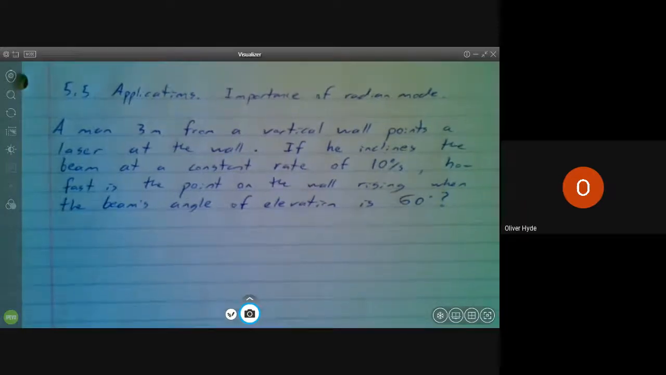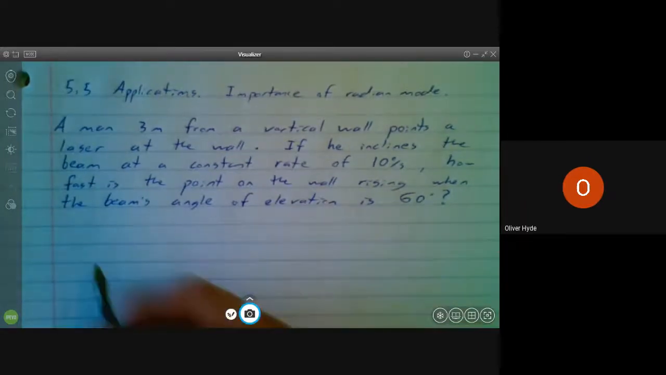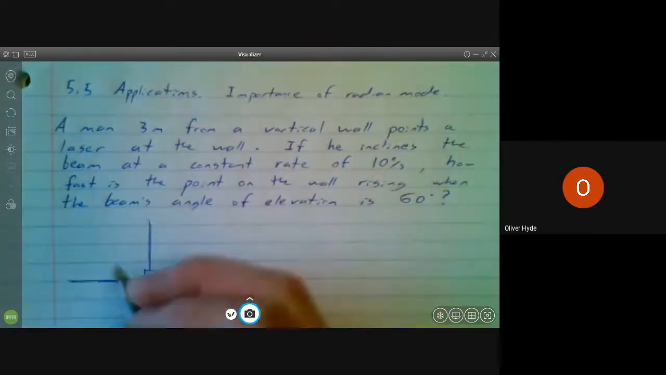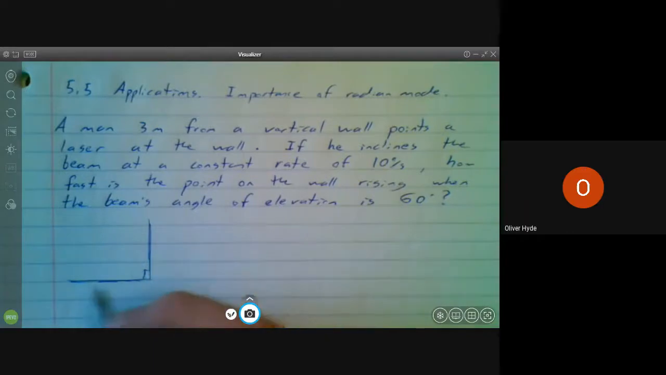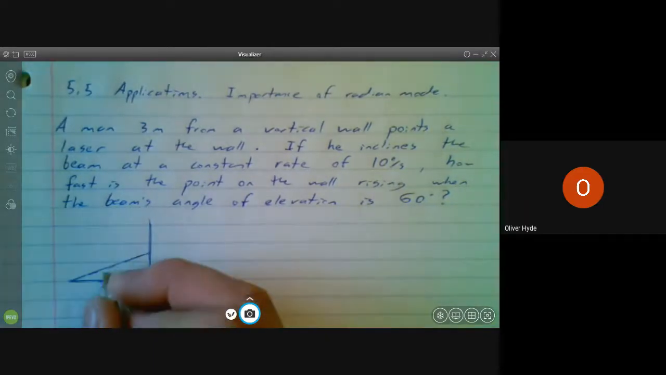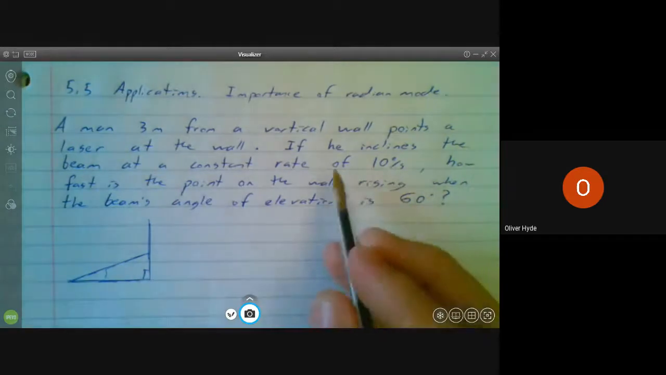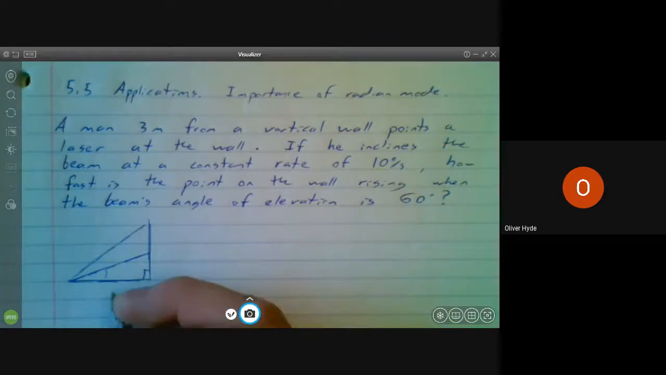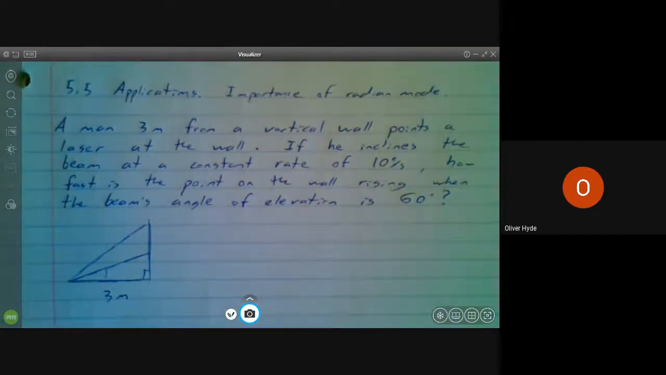We have a man standing 3 meters from a vertical wall. I'm going to start with a sketch, of course. And he points a laser at the wall. And then we're told that he inclines the beam at a constant rate of 10 degrees per second. Doesn't say that he's moving left or right, so let's assume that that's constant. And we want to know how fast the point on the wall is rising when the beam's angle of elevation is 60 degrees. So I'm going to start off with a declaration of the given, find, when.